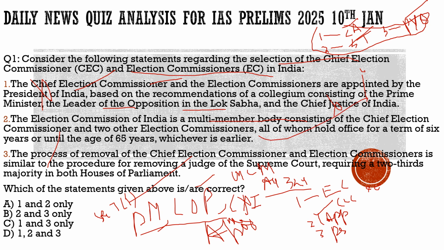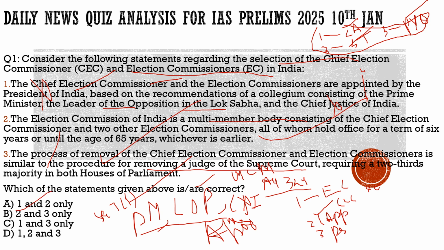Third statement, the process of removal of chief election commissioner and the election commissioners is similar to the procedure for removing a judge of the Supreme Court, requiring a 2/3 majority in both houses of the parliament. 100% correct, nothing wrong with this statement either. So with respect to this question, the correct statements are statement 2 and statement 3.